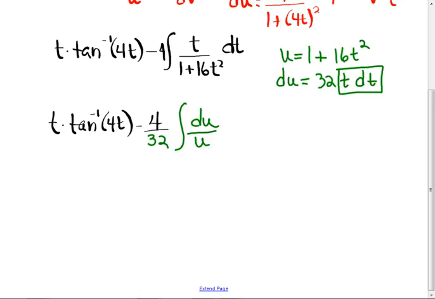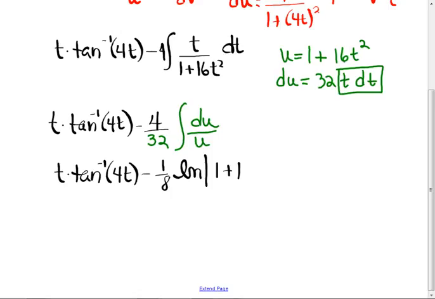Okay, so now we can do this. This isn't too bad at all. So it's t times the inverse tangent of 4t, and this reduces to 1/8, and then this is the log of the absolute value of u. I'm going to put absolute value in just because I want it to be a habit. I don't need it. Why don't I really need the absolute value? Because this part right in here is always greater than 0. So I'm safe. And that's the answer. It's just undoing the product rule.